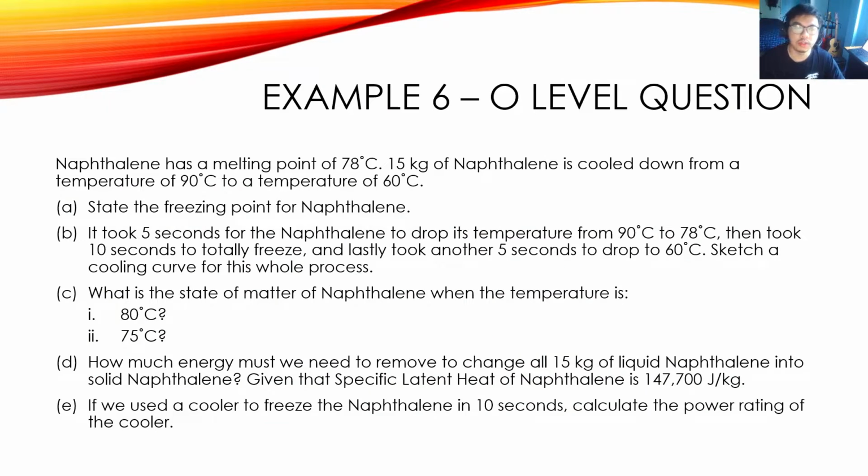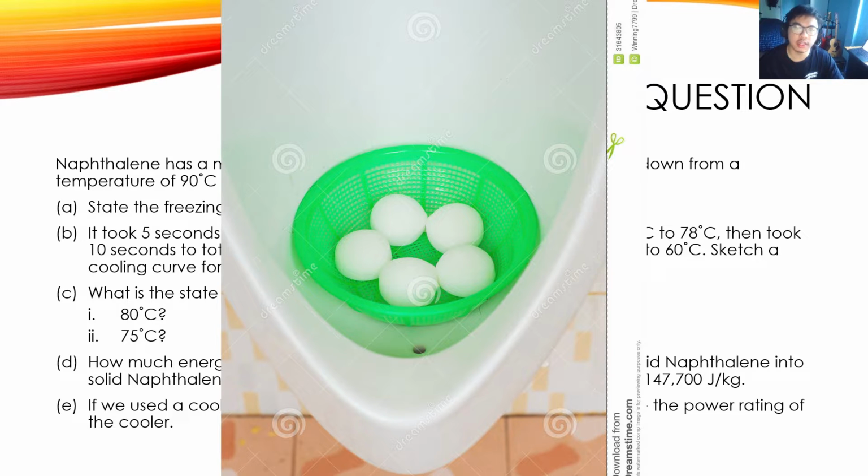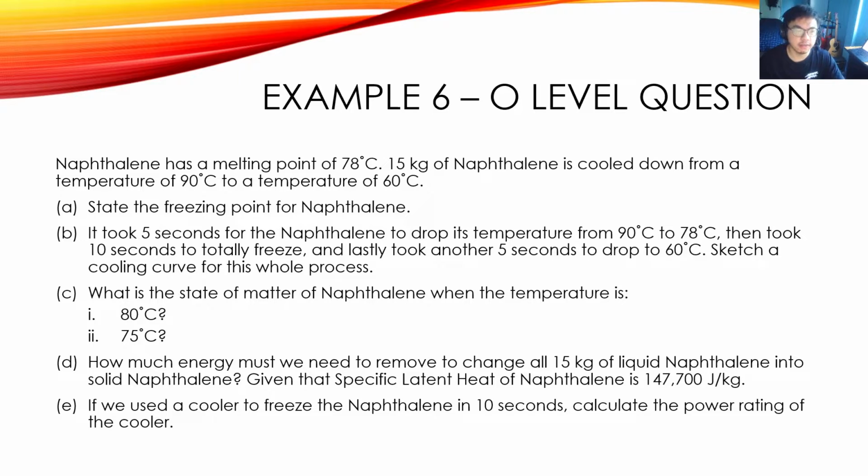So let's do one final example to put everything together. This is an actual O-level question. Naphthalene is a substance that you may know from mothballs; it has a specific smell. Or if you go to the urinal, you can see these balls that give a certain smell to counteract the smell of the toilet. That is actually made out of naphthalene. So naphthalene has a melting point of 78 degrees Celsius. 15 kilograms of naphthalene is cooled down from a temperature of 90 degrees Celsius to a temperature of 60 degrees Celsius. State the freezing point of naphthalene.